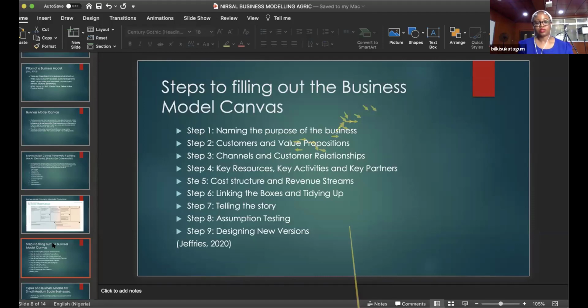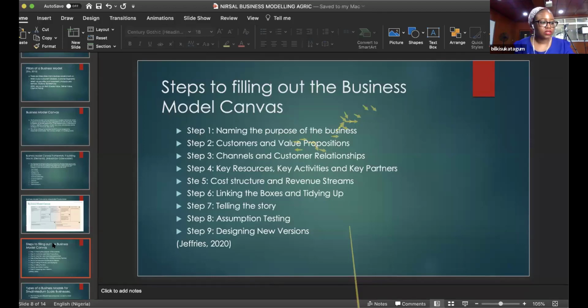Then step 6 is linking up the boxes and tidying up. So you actually have to link everything. Everything has to link together, and not be separate from each other. Once you've checked everything, you have everything in place, then you're able to start up. You actually can start running the business itself.